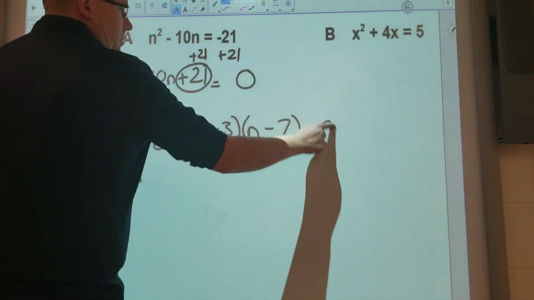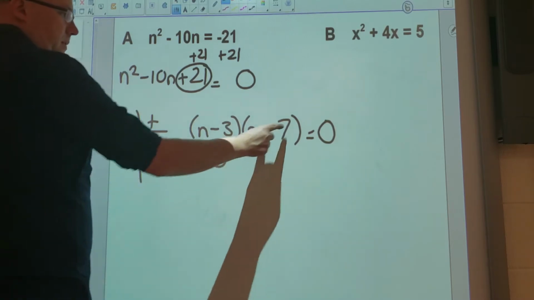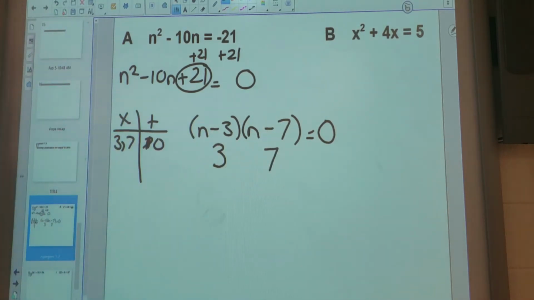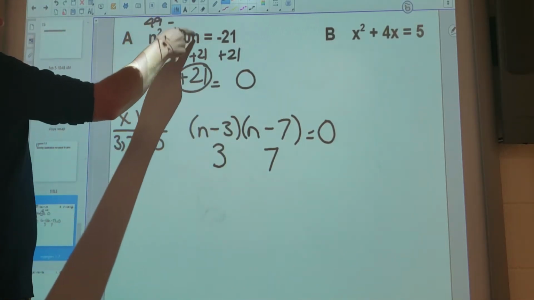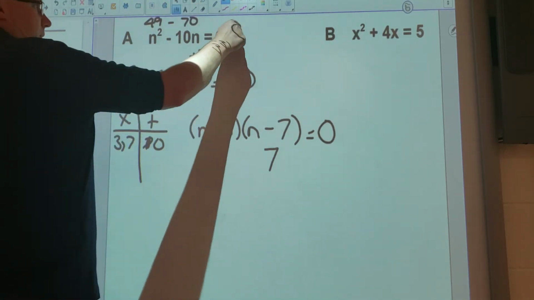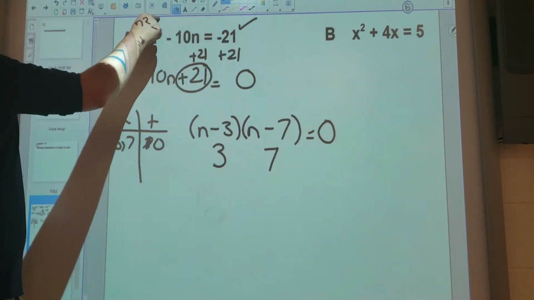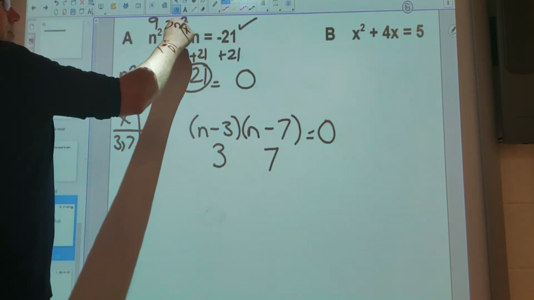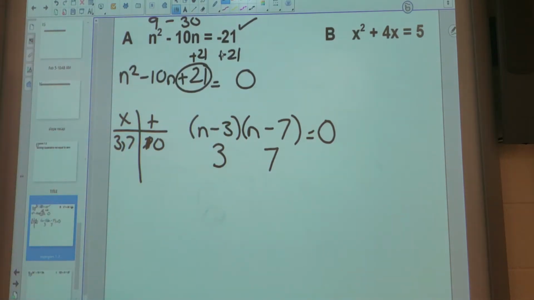And then once we set this equal to 0, we can just pull out the opposites here. So instead of negative 3, positive 3. Instead of negative 7, positive 7. And you can check this answer to see if it works as well. 7 squared is 49, 10 times 7 is 70, and 49 take away 70 is indeed negative 21. You can do the same with the 3. 3 squared is 9, 10 times 3 is 30, and 9 take away 30 is also negative 21, so I can confirm I have the right answer.